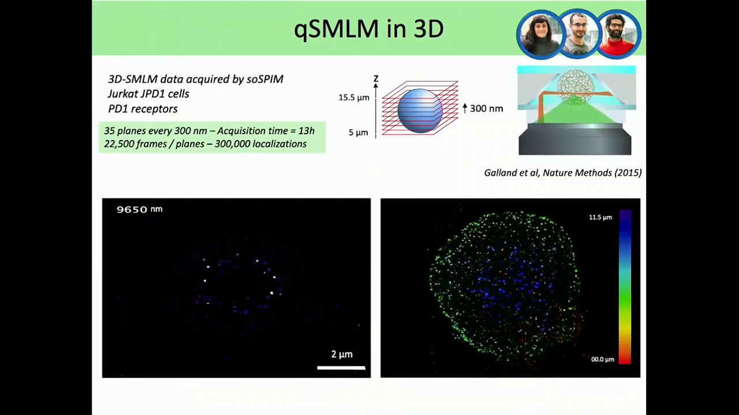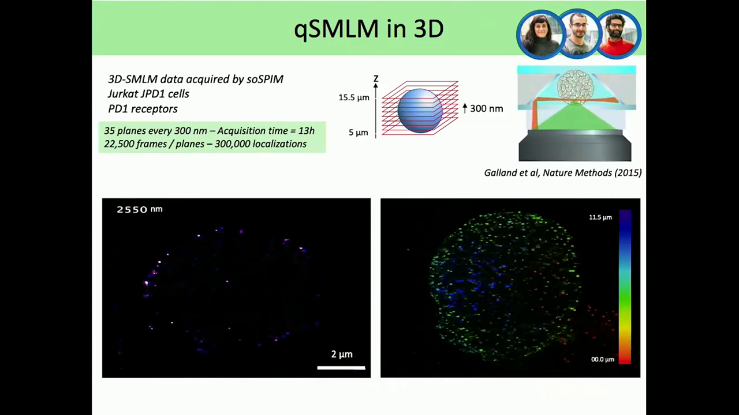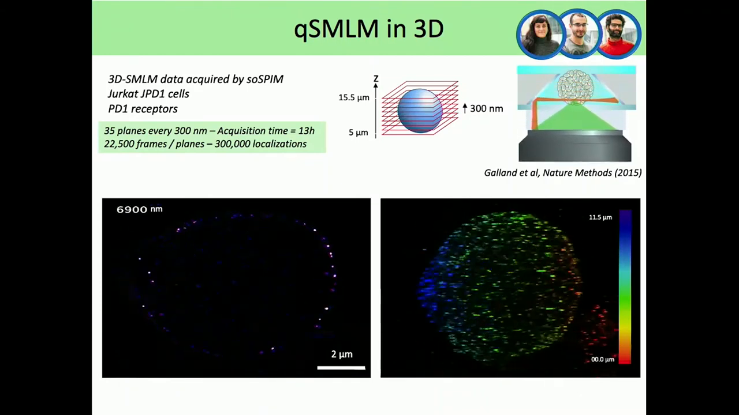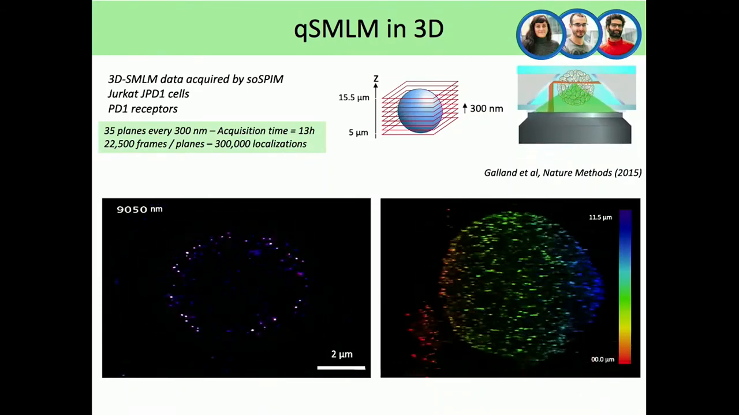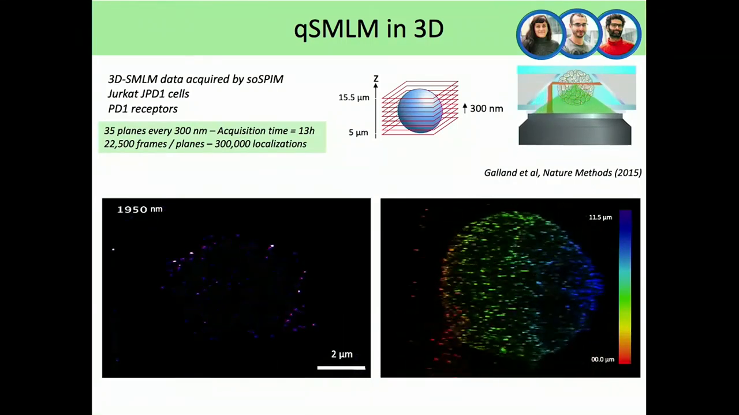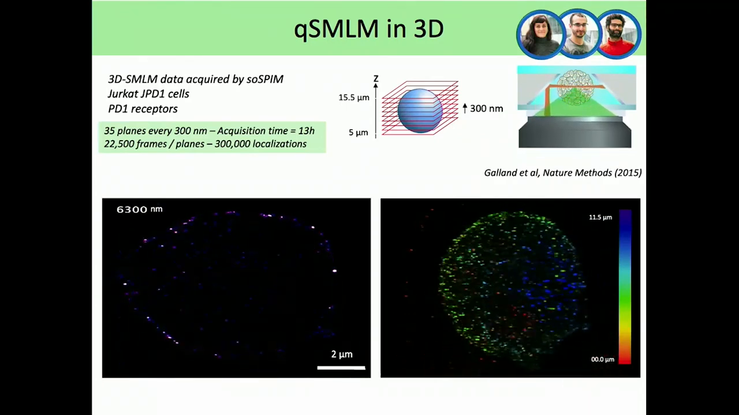So here, I don't know how many sections, 35 planes. A long acquisition time because it was regular DNA-PAINT, but at the end you end up with several hundreds of thousands of localizations. This is the PD-1 receptor in Jurkat cells. And of course now we are interested in quantifying the localization in 3D.